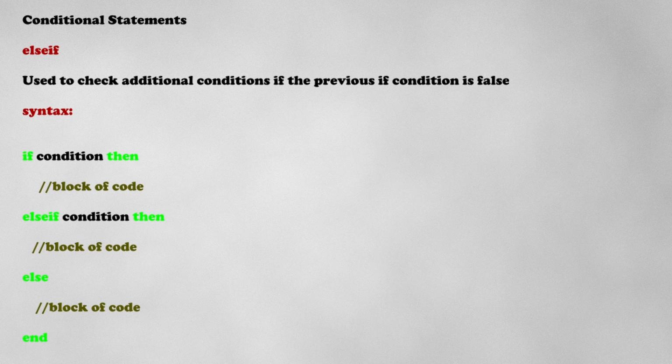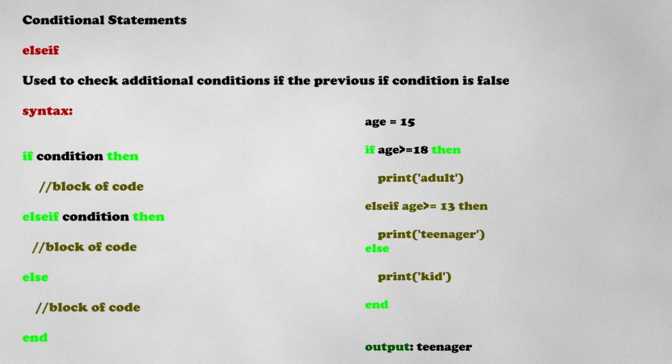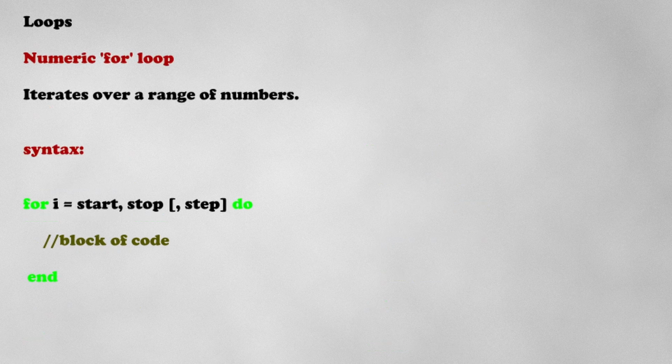Like this, we can create any number of else if statements, but the if and else conditions must be one each in the conditional statements block. This time, I take the value 15 for the age variable. As we discussed before, if the condition is not satisfied, then it checks the next condition. Now, the else if condition is satisfied, so it will execute the else if block.